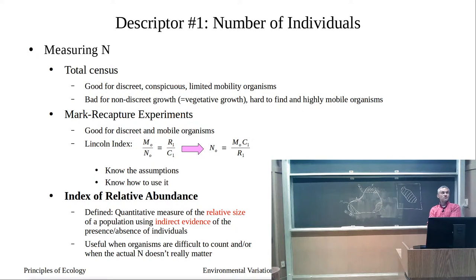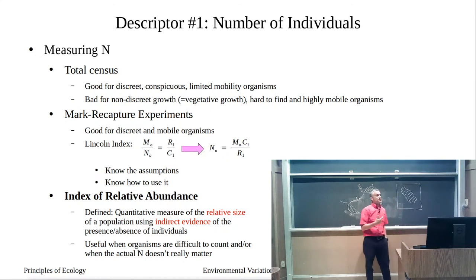We can go out there and put a spray paint mark on it and say, we've counted this, if we have multiple people out there counting. So total census, you can do that. You can go out and count some of these individuals. But it's not going to be good if we don't have discrete individuals.